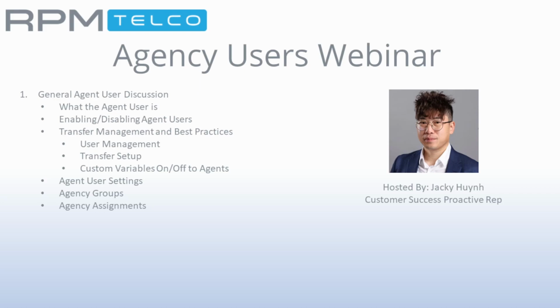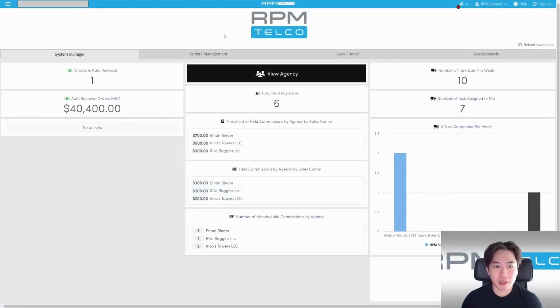All right, jumping into the first topic here, we're going to be talking about what the agent user is. So in general, in RPM, an agent user is just any user that is created under an agency, and they need to be created under an agency and they can't be created anywhere else because they are part of the agency. So to show you, I'm jumping into my RPM subscription here.